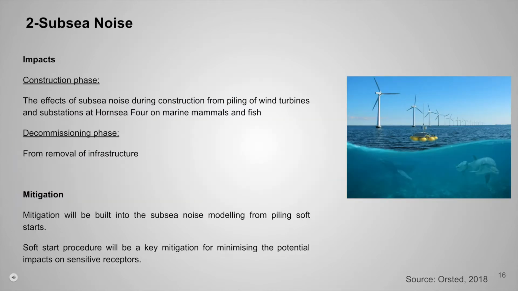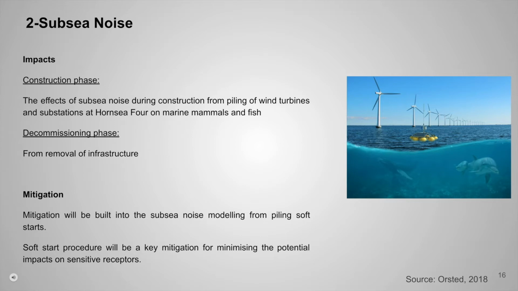The second category is subsea noise, and the impact in the construction phase is the effects of subsea noise during construction from piling of wind turbines and substations at Hornsea 4 on marine mammals and fish, which are expected to be key potential impacts and will be assessed further within the EIA. The commissioning phase impact is from removal of infrastructure and shall be further assessed during the EIA.